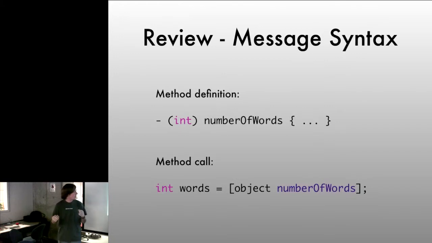And then to call this method, after the left square bracket you have the object that's going to receive the message, followed by a space, and then the name of the message. So this should be pretty straightforward, right? That's a no-argument method. This looks pretty normal.